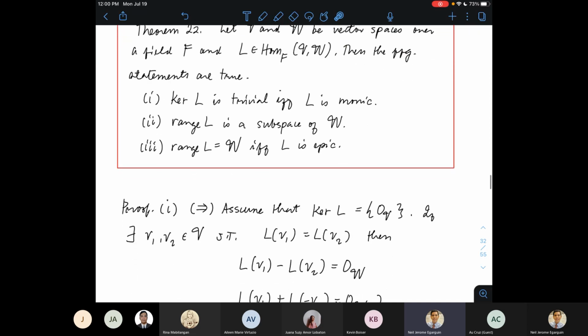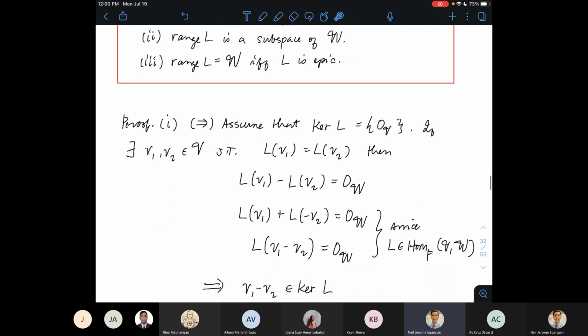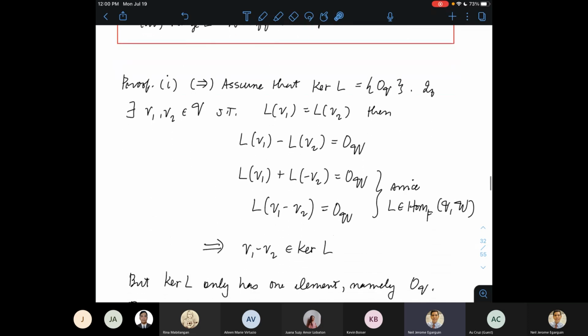So let's walk through the proof given here for Theorem 22. Let's start with statement 1. And note that this statement is a biconditional statement. It's an if and only if statement, so the proof should have two parts. One for the triviality of the kernel, implying L is monic, and the other part we will assume that L is monic and try to show that the kernel is trivial. All right. So let's see how the proof goes.